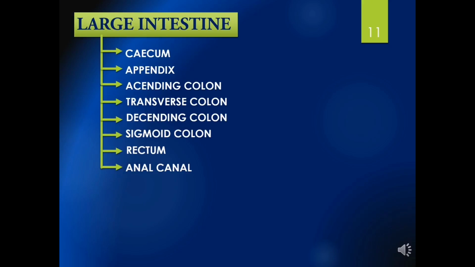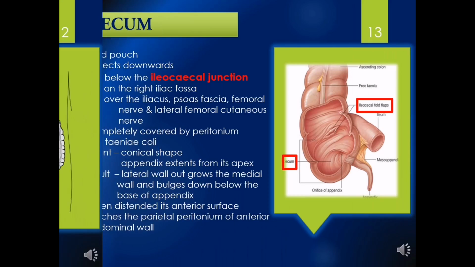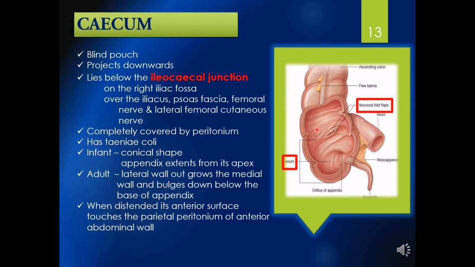So the parts of large intestine are cecum, appendix, ascending colon, transverse colon, descending colon, sigmoid colon, rectum and anal canal. The rectum and anal canal will be explained in a separate video. We start with cecum. Cecum is a blind pouch which projects downwards. Cecum lies below the ileocecal junction. Here lies the ileocecal valve which prevents reflux into ileum. Above the ileocecal junction, the ascending colon lies.